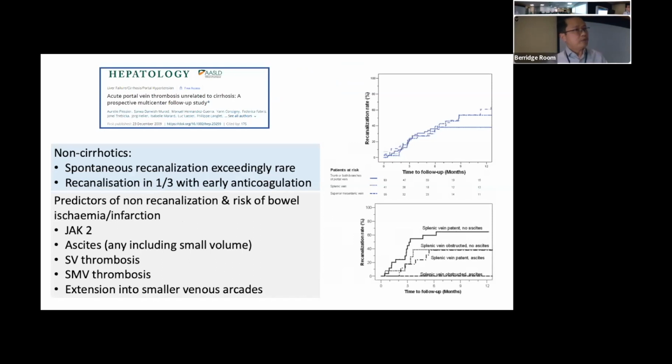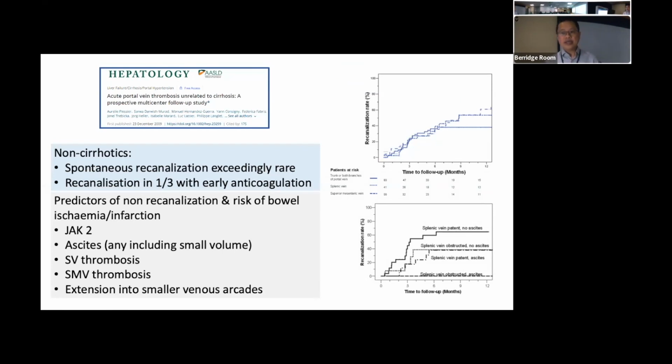We move on to those patients who are non-cirrhotic, where spontaneous recanalization is very, very rare. This is a different group of patients, as I mentioned before, that are younger, and they might have an underlying prothrombotic association. If we give anticoagulation early, probably about 30% will recanalize, compared to 70% of cirrhotic patients.